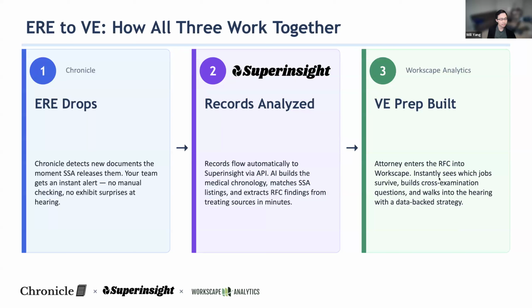Awesome. And so with these three platforms, everything kicks off from Chronicle being the glue of when the ERE drops. There's some sort of new document that gets released, your team gets alerted, and then from there, that can be pushed off into the Superinsight side where the records can be analyzed. That's when everything is going to be broken down into matching the SSA listings, extracting the RFC findings, which then, with this new integration from Workscape Analytics, there's the VE prep that can then be built so that the attorney can enter the RFC into Workscape.